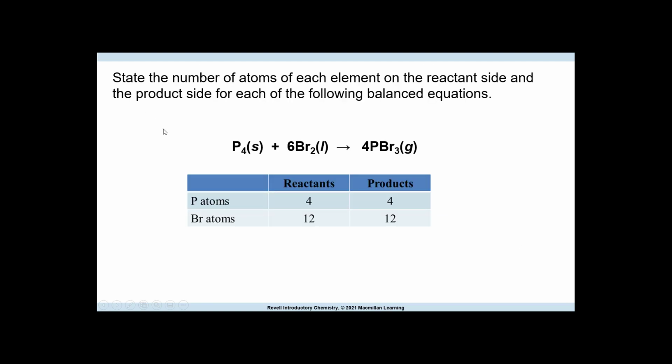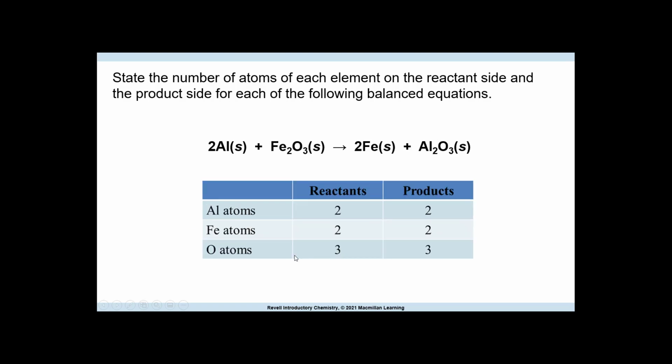Okay, state the number of atoms of each element on the reactant side and the product side for each of the balanced equations. So this is to help start understanding what we're looking at. So we have phosphorus, and we have 4, and we have bromine, which is diatomic, but as a liquid, and this means gas. So here we have 12, and here we have 4, and we have 12. So this is a balanced equation, and this is a good way to start understanding how to look and read these.